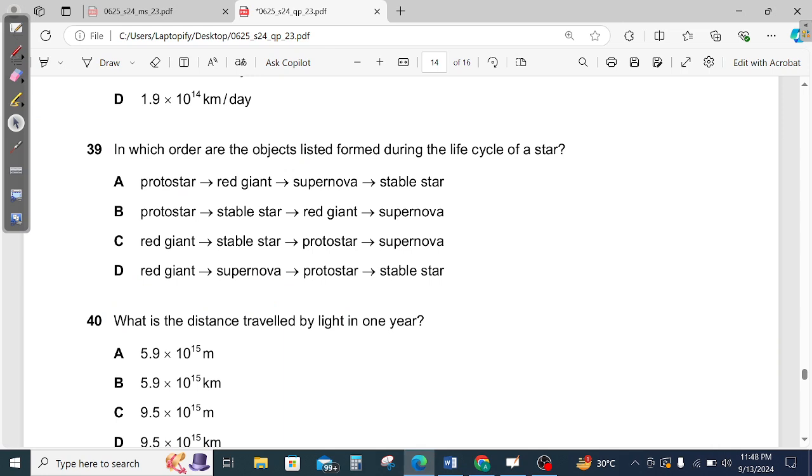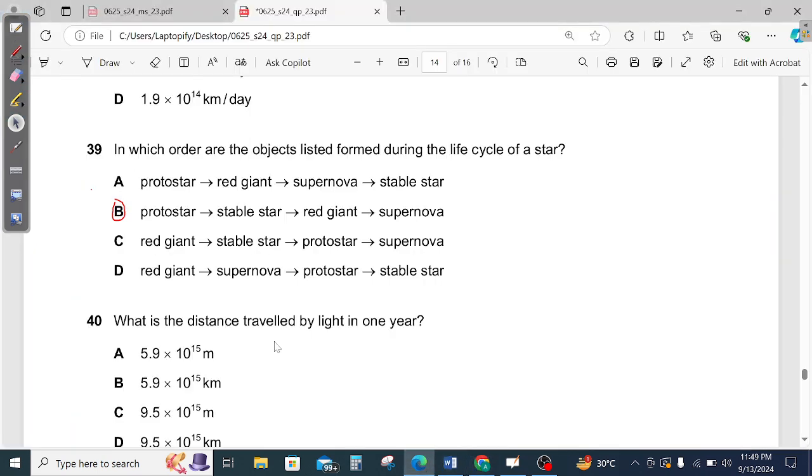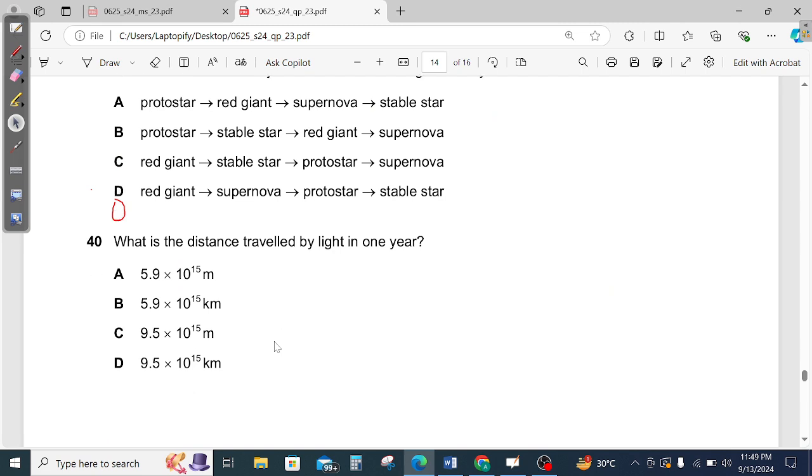Yes, protostar, stable star, red giant and supernova. So this is your correct answer. It has mentioned a series at the bottom, this one. You can look at the stars, red giant and supernova. Okay, now the last question is, what is the distance traveled by light in 1 year?